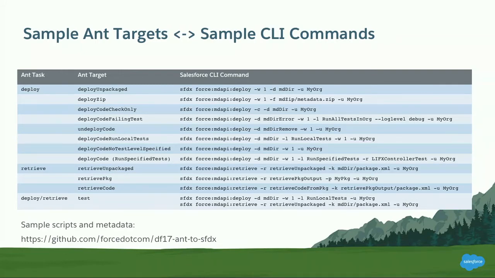Okay. There's a GitHub repo that's got a set of sample metadata and a set of these sample scripts. So if you want to grab this, you can take a look at it, and this should help you play around with it and start to see how it's really easy to just move your current processes, your current scripts, your current methods that you're using through Ant over to the CLI.